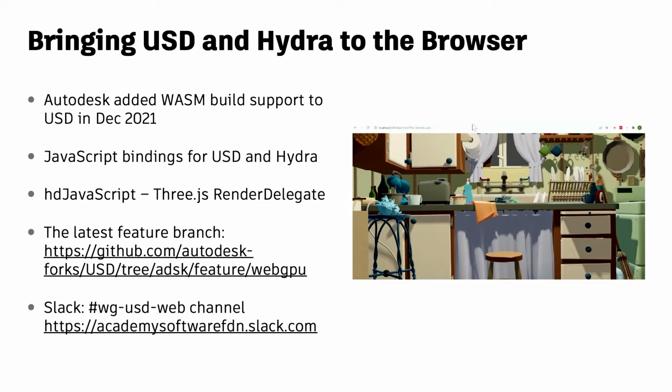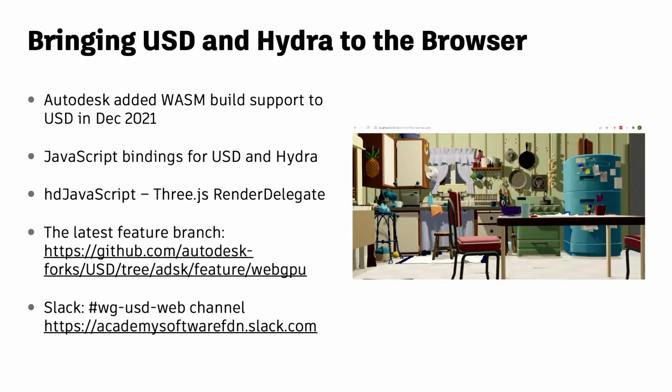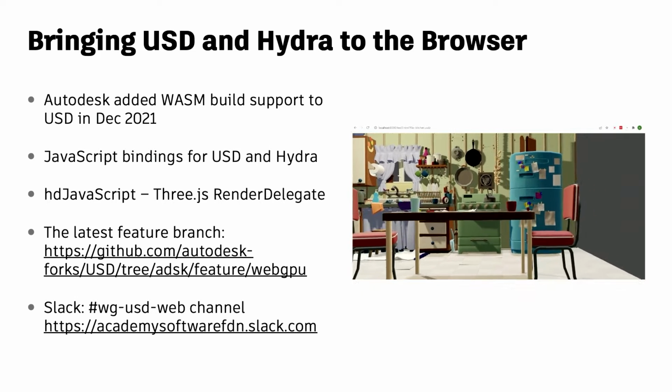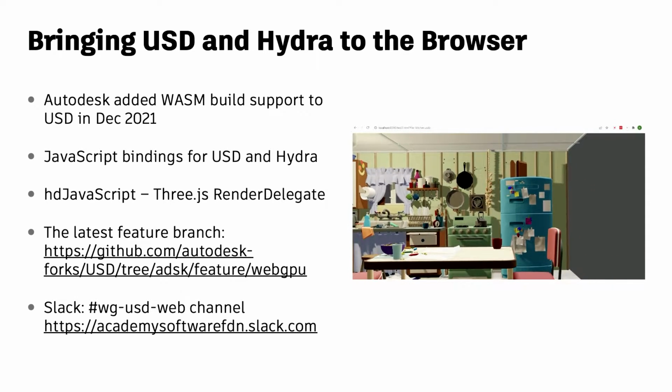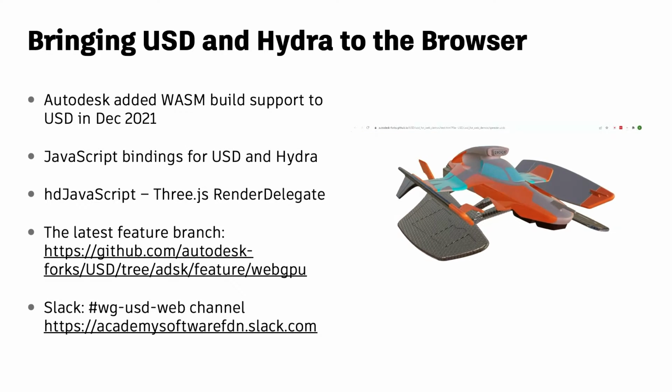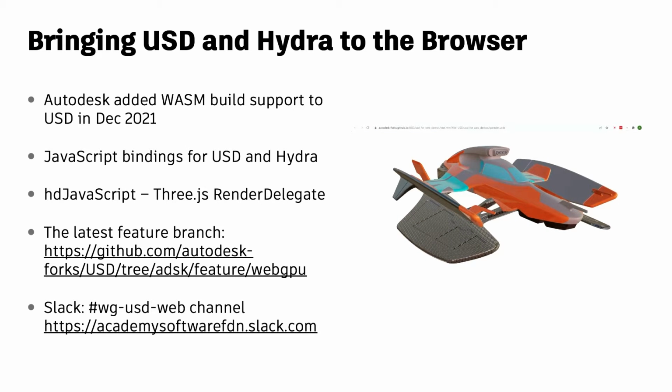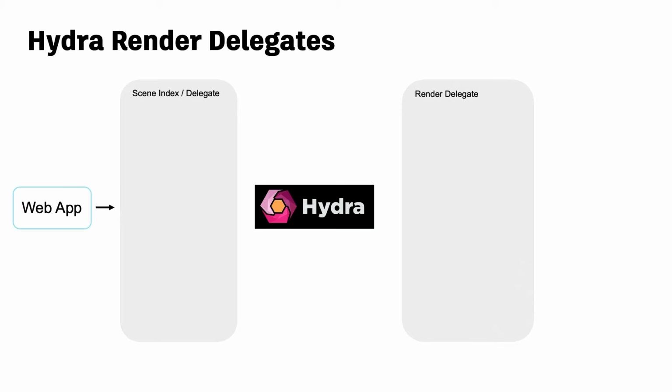We also open sourced a very simple render delegate, just so you can see your scene in the browser, which was based on three.js. All the latest work is going on in the branch that I'll link to here, and there is also a growing community around this. So on the Academy Software Foundation, there is a working group looking at USD on the web, and getting more and more people participating there and building on what we open sourced here originally. So if you're interested, please join the Slack channel there, and you'll get connected to many more people that are working on this.